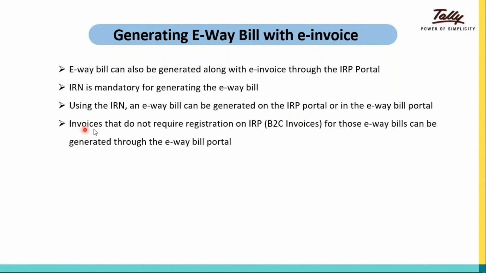Fine. For invoices that do not require registration on IRP, such as B2C invoices, e-way bills can be generated on the e-way bill portal only. Suppose it is a B2C invoice, business to customer, and an e-way bill is generated. In that case you cannot generate your e-way bill and e-invoice together, because e-invoice only deals with your B2B and B2G, not your B2C, business to customers. So for that, if there is an e-way bill, you have to generate your e-way bill separately in the e-way bill portal. Okay.